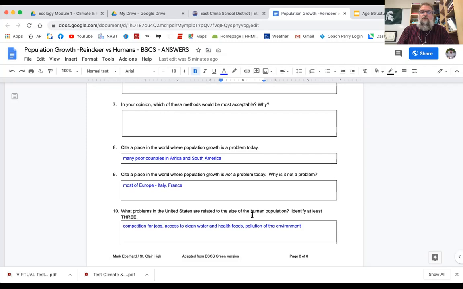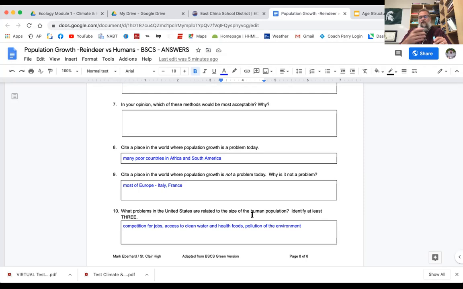Worldwide, some of the countries that are still trying to get there are the poorer countries you see in Africa and South America. Some of the countries that have already made the transition and brought themselves back into balance again are places like Italy and France. And population increase does increase competition. Competition for jobs, increases competition for clean water, for healthy foods, creates a burden on pollution. So there is many strong reasons to bring population under control.